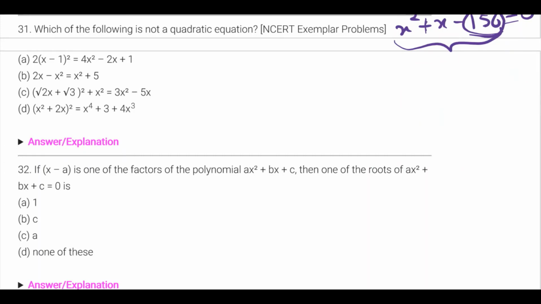Next, 31st question. Which of the following is not a quadratic equation? Option A contains 2 into (x minus 1) whole square, which contains the x square term. Option B contains x square term.